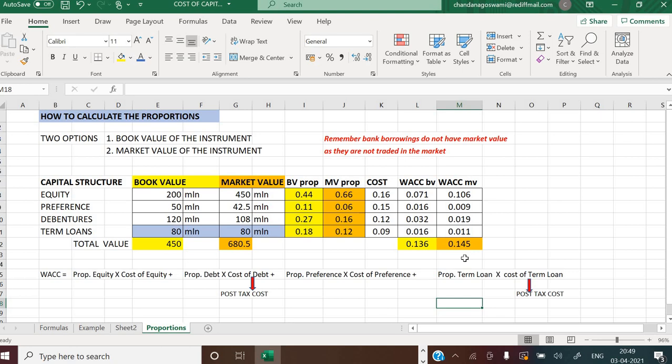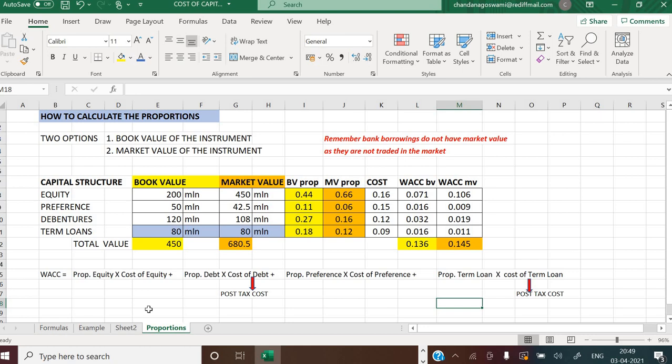Normally, when you are starting a project, you have what is known as a target capital structure, that this is how you would like your capital structure to be. And accordingly, you will have your proportions and the weights. So there is no question of having a book value or a market value. You have only one of them.